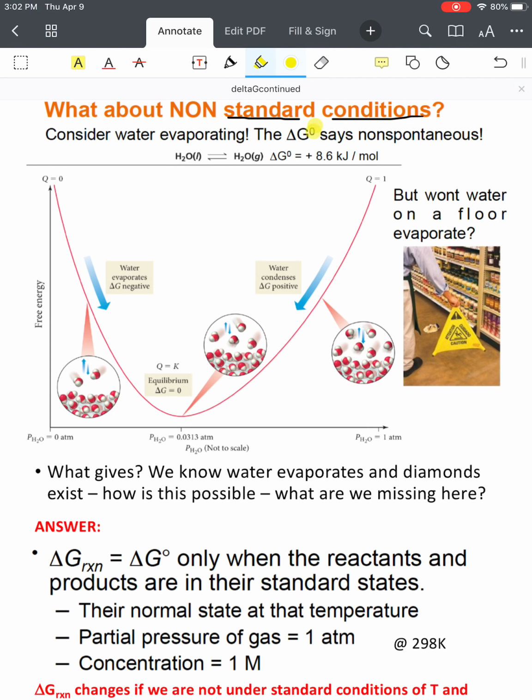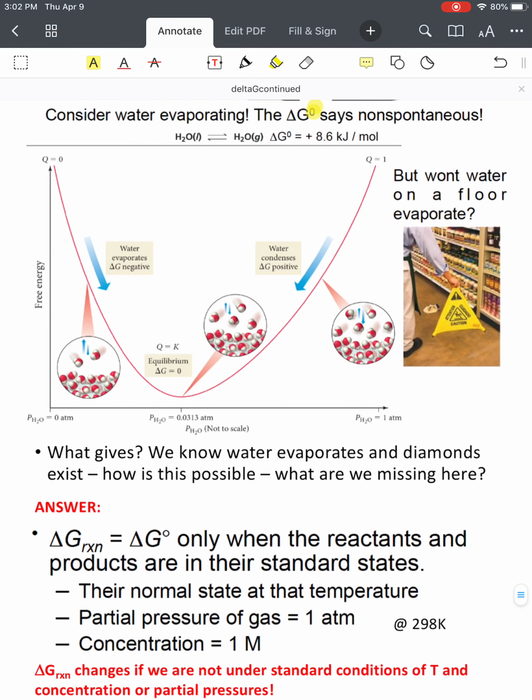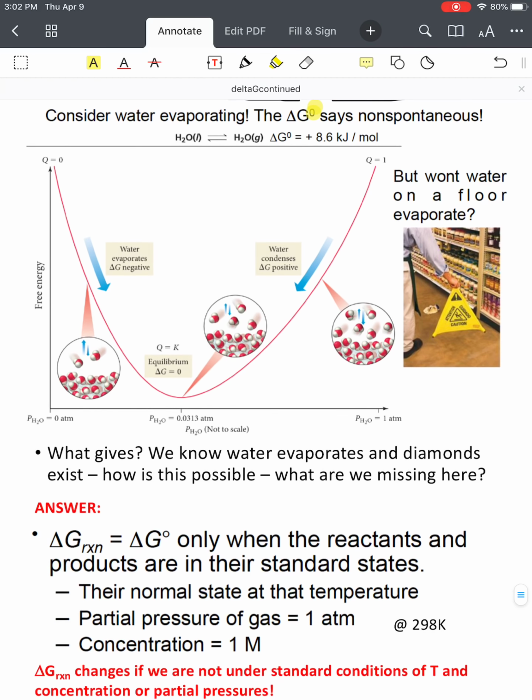So I'd like you to keep that in mind. Having that 0 behind my delta G, or whatever term we're talking about, really only specifies one very specific set of standard conditions. What that also states then is that spontaneity is a function of temperature, partial pressures of gases, and concentration of ions. And we really already know this to be true. I mean, we know that the water evaporates. We know that diamond might form from carbon under a certain set of conditions. So what are we missing then?